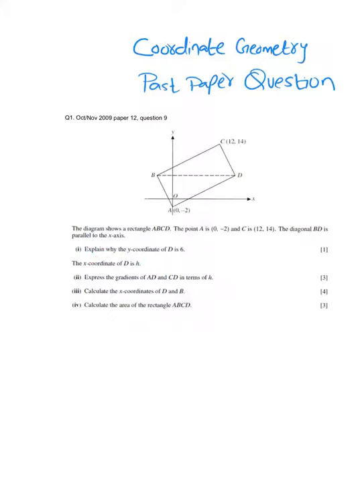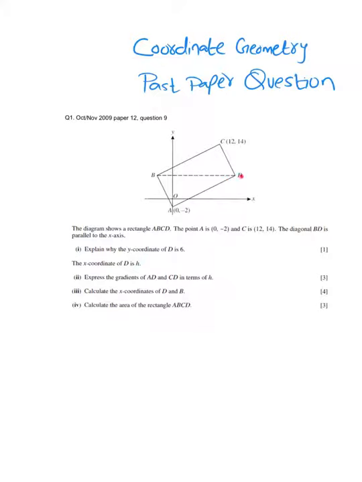In this figure, you have been given a rectangle and the coordinates of A and C are given. Further, the question mentions that the line BD is parallel to the x-axis, meaning it has a gradient of 0. It's a horizontal line, and since it's a horizontal line, the y coordinates of B and D will be the same.